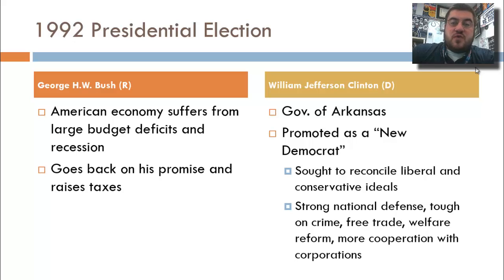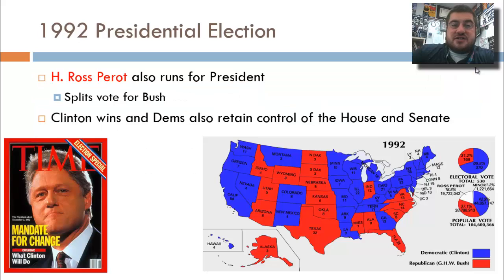And William Jefferson Clinton wins the election because the American economy is suffering from large budget deficits, not necessarily because of George H.W. Bush, but because of Reagan's 8 years before him. So Bush, in order to cut back on those deficits, goes back on his 1988 promise and raises taxes. So even though that's good for the economy and the country, still people don't like to have taxes raised. And so he basically broke his promise and he loses the 1992 presidential election.